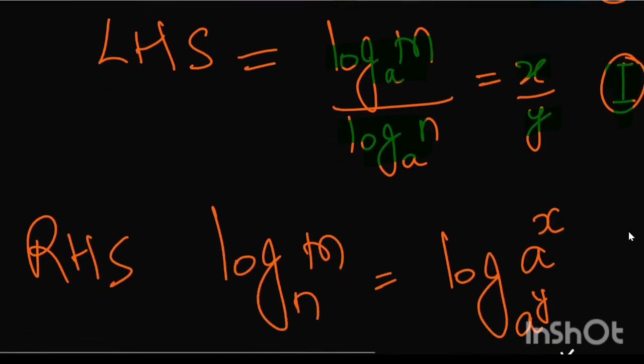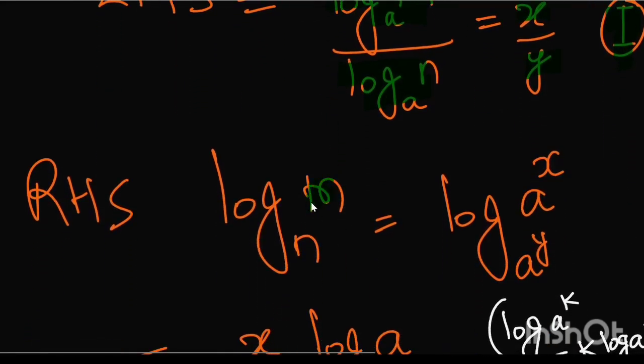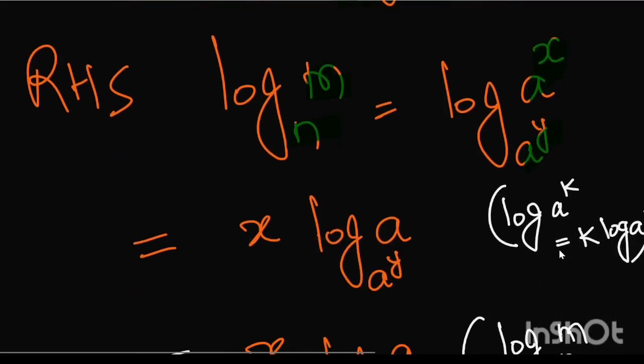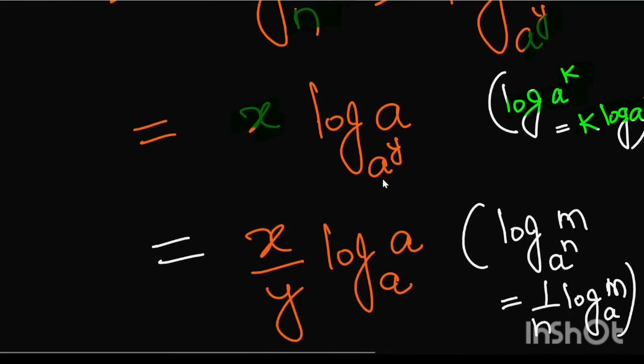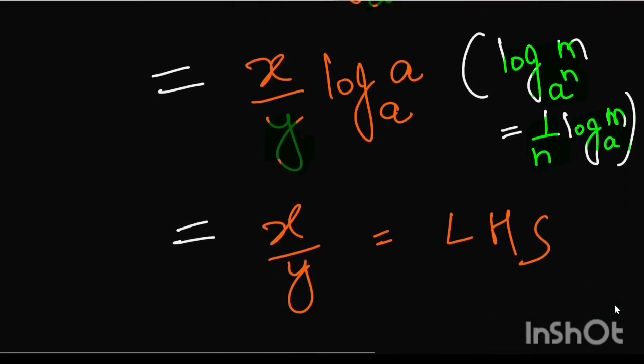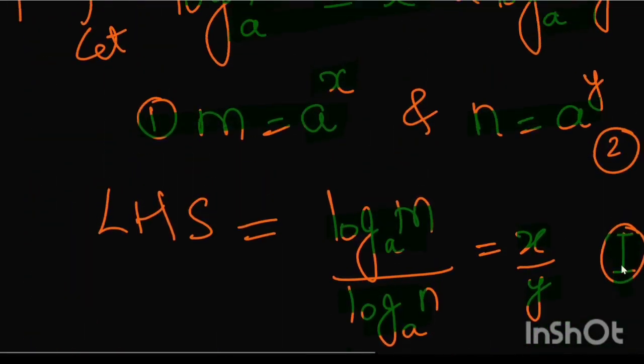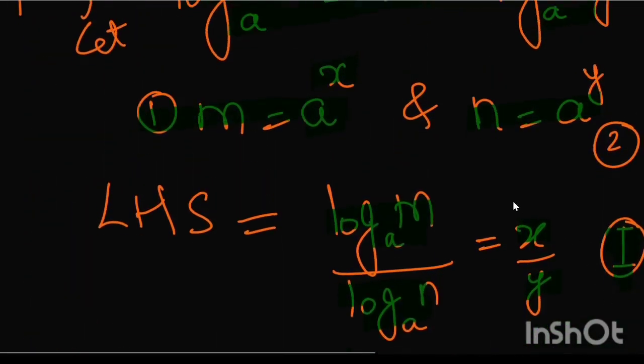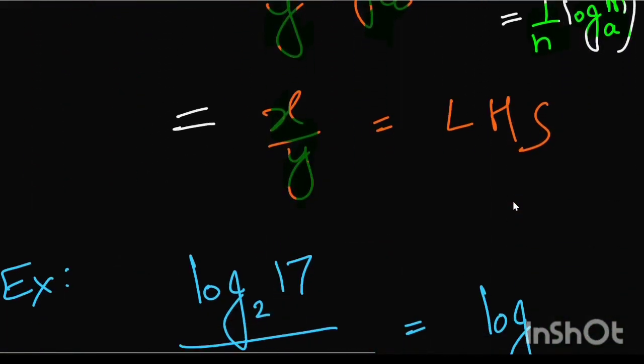Now in the RHS, we will substitute the value of m as a to the power x and n as a to the power y. Now this x will come down in multiplication using log a to the power k as k log a, and similarly a to the power y will come down in the division. So log a base a is 1, so this is x by y. Now x by y was the same in first, so LHS and RHS are equal and hence proved.